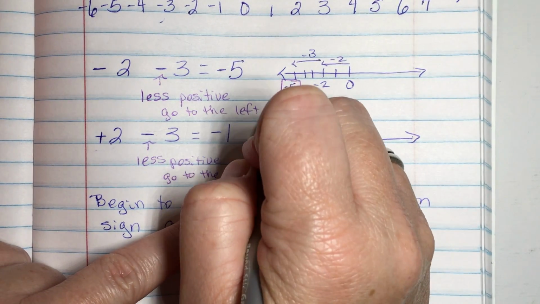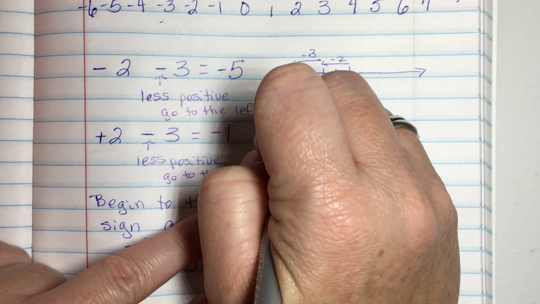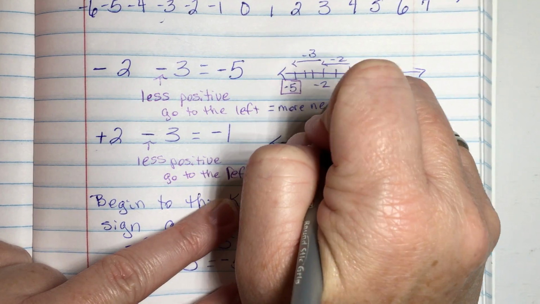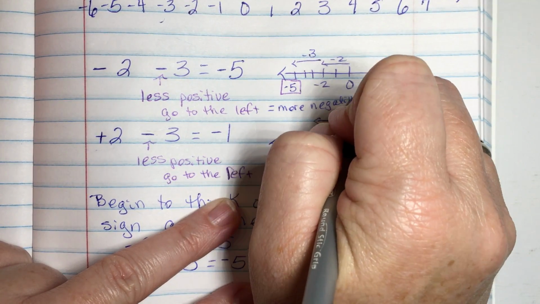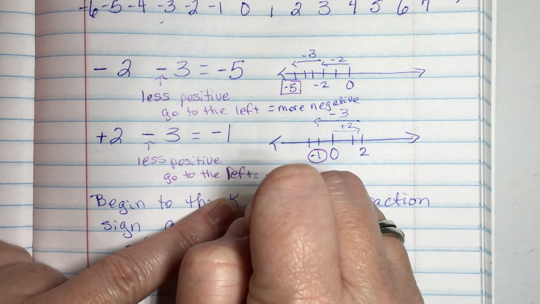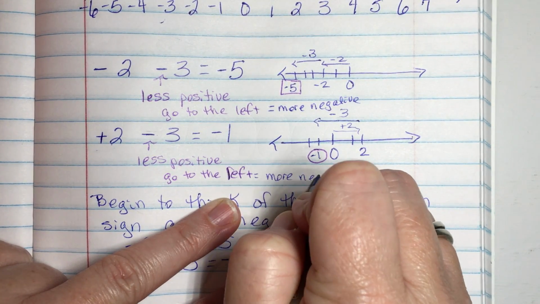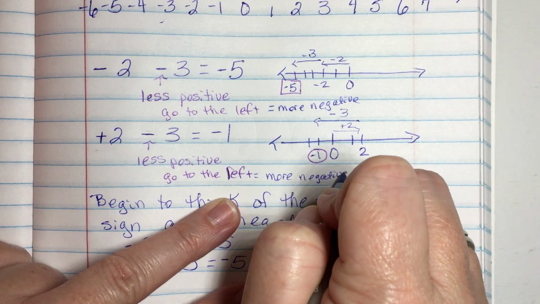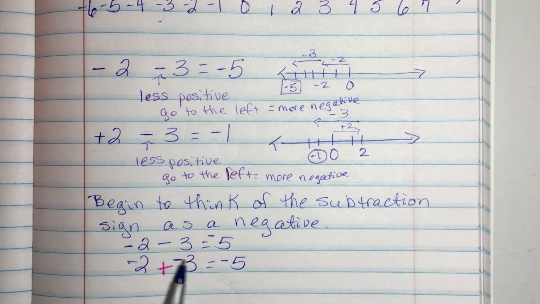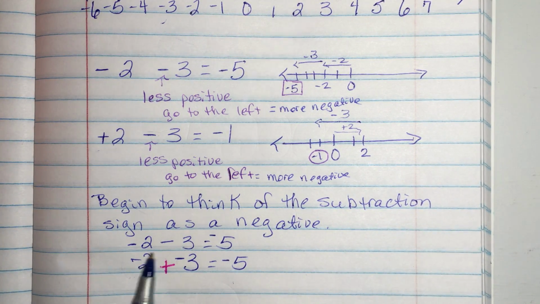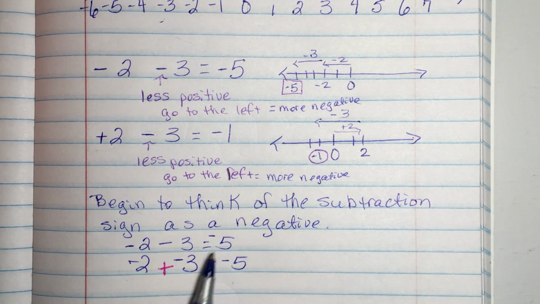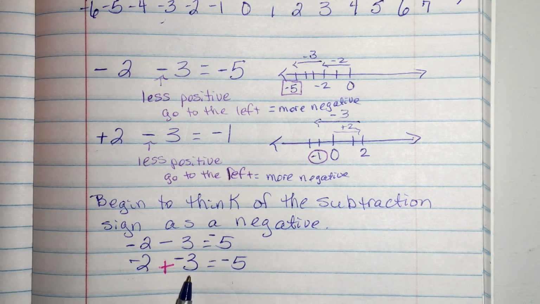Okay, let's just put that little note right there. That means I'm getting more negative, which is, when you look here, we're at -2 and we're going to -5. That means we got more negative by 3.